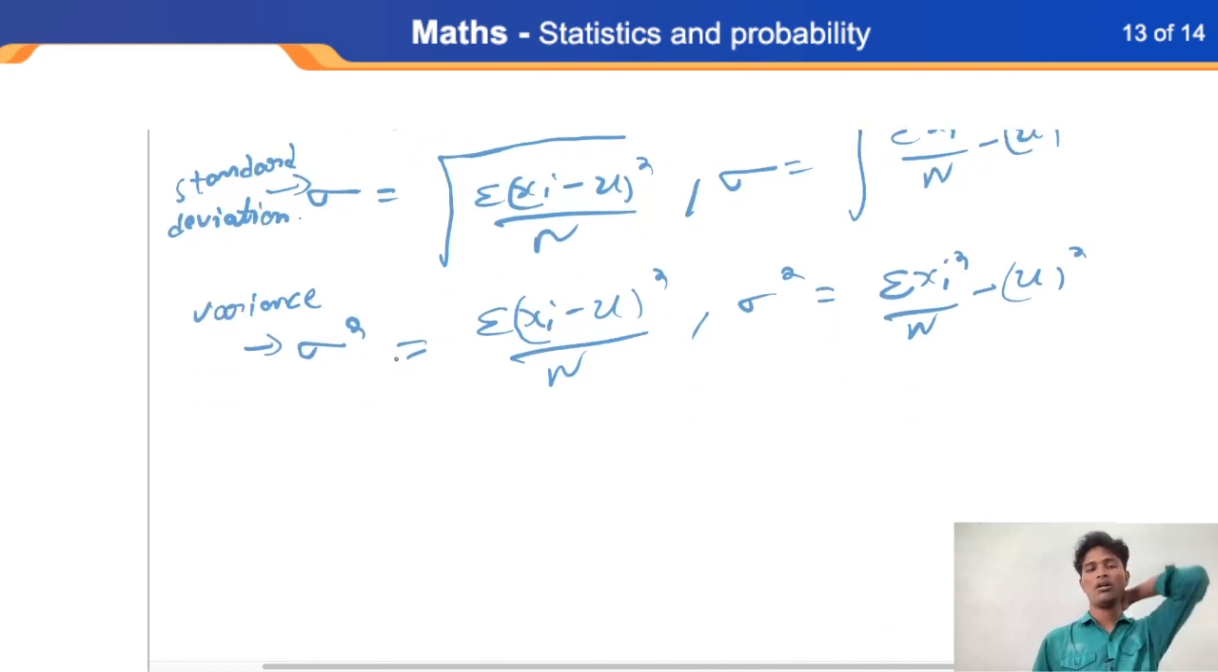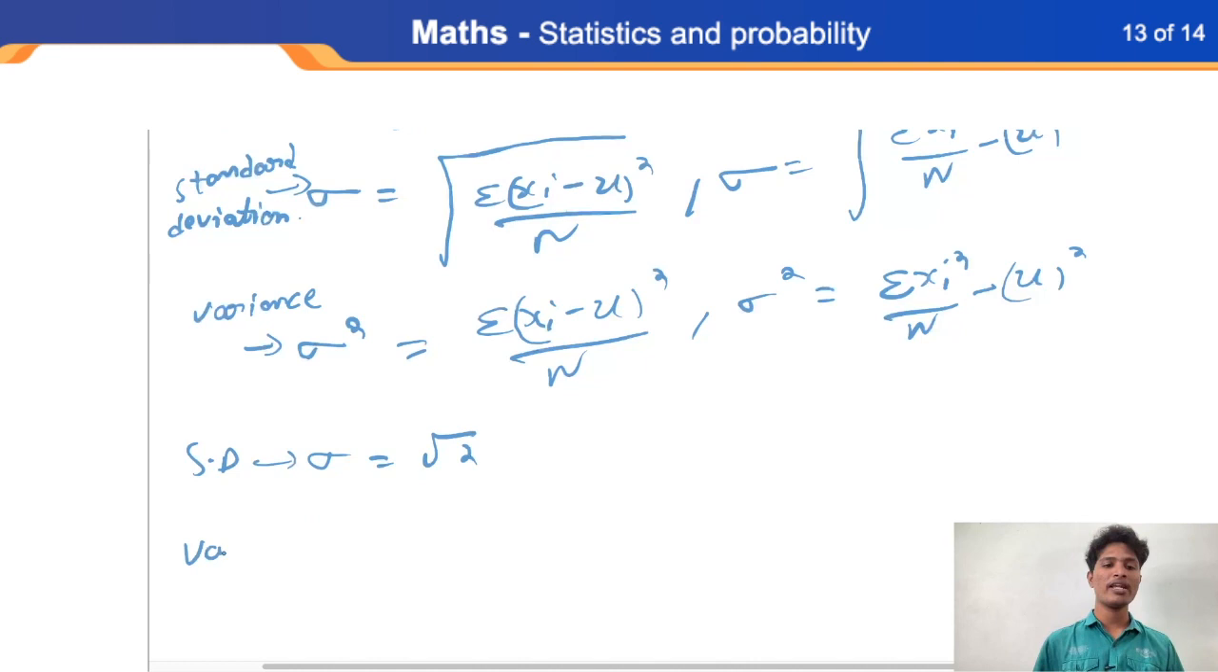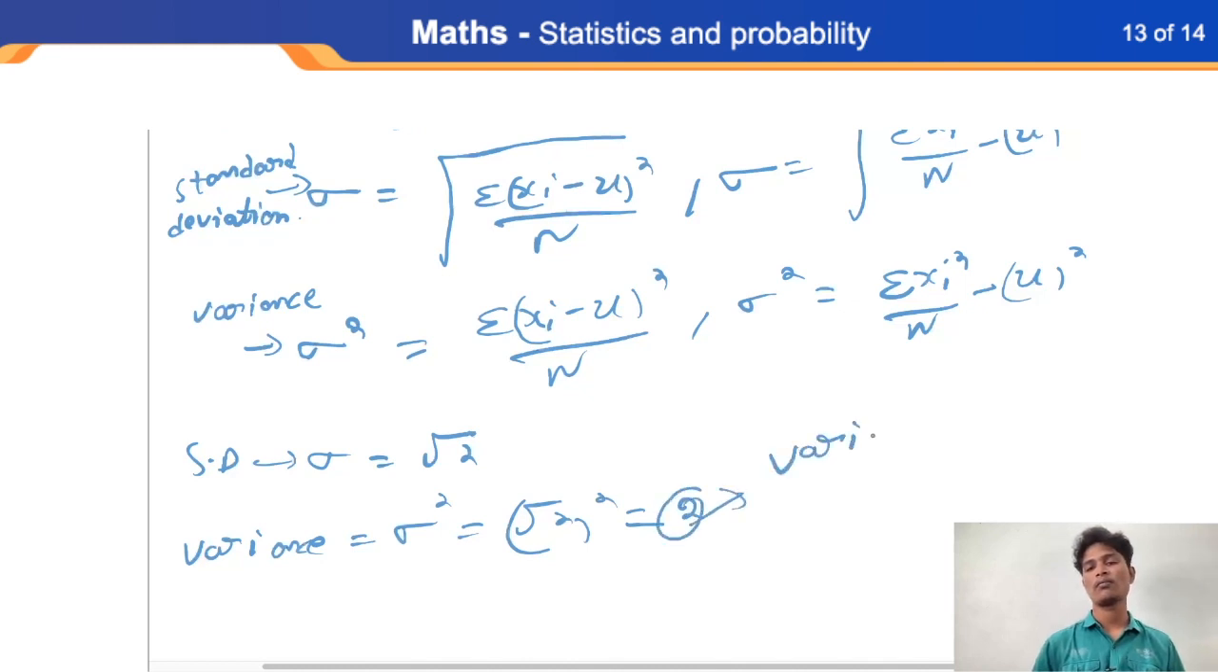If you observe in the previous example, I calculated sigma and we got root 2. This is the standard deviation. Now what is variance? Variance is equal to sigma square. So root 2 whole square is 2. This 2 is called the variance. Now you have to understand this.